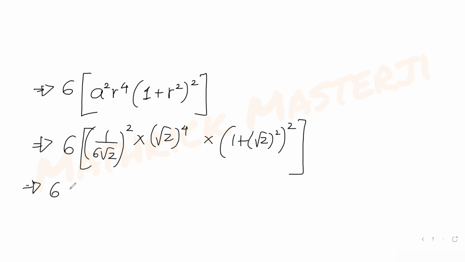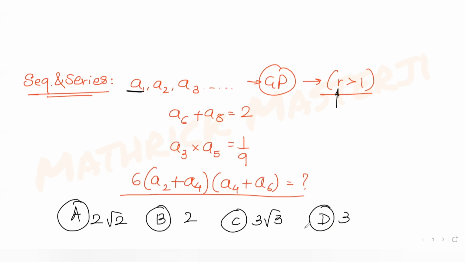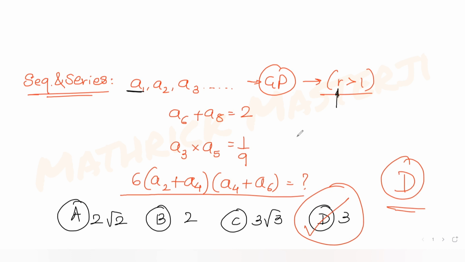So you get this as 6. This becomes 1 over 6 into 6, and root 2 square is 2. Here you get root 2 raised to 4, which is 2 square, that is 4. And here you get 1 plus 2, 3 square, that is 9. So if I cancel out some common terms, you get the answer here as 3, and that becomes the answer for the question asked to us. So the answer matches with option D. So D becomes the correct answer for the question given to us.